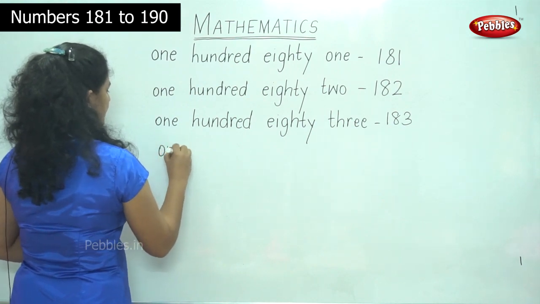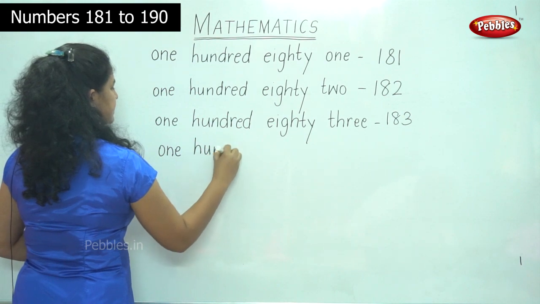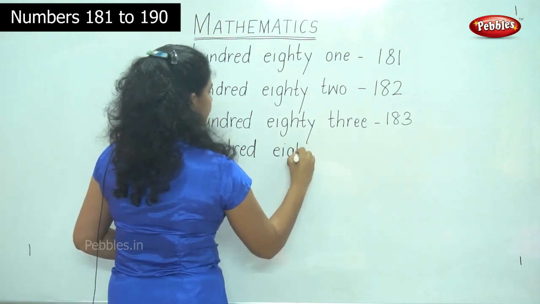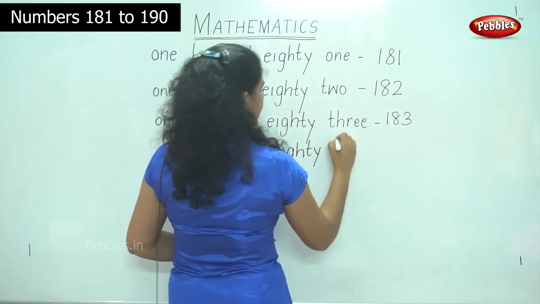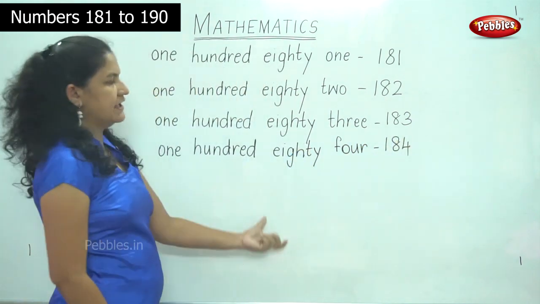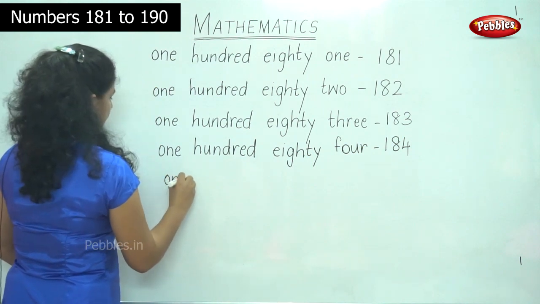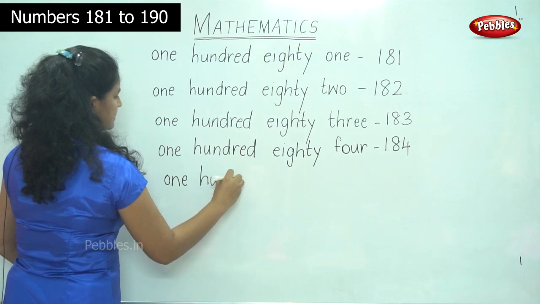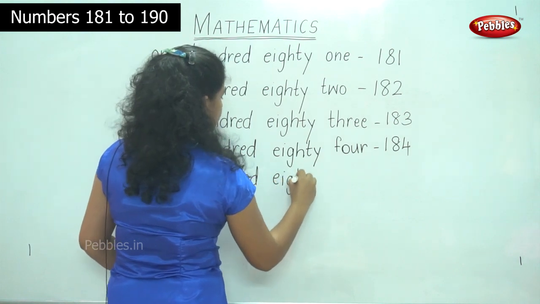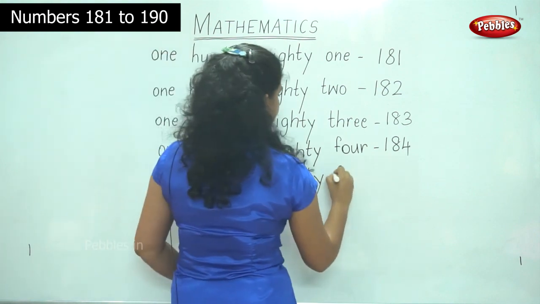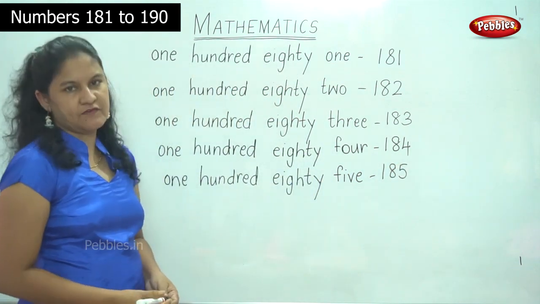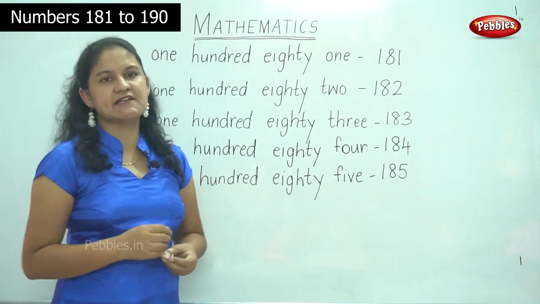O-N-E, 1, H-U-N-D-R-E-D, 100, E-I-G-H-T-Y, 80, F-O-U-R, 4. 184. O-N-E, 1, H-U-N-D-R-E-D, 100, E-I-G-H-T-Y, 80, F-I-V-E, 5. 185. So please keep saying it along with me as we are writing.